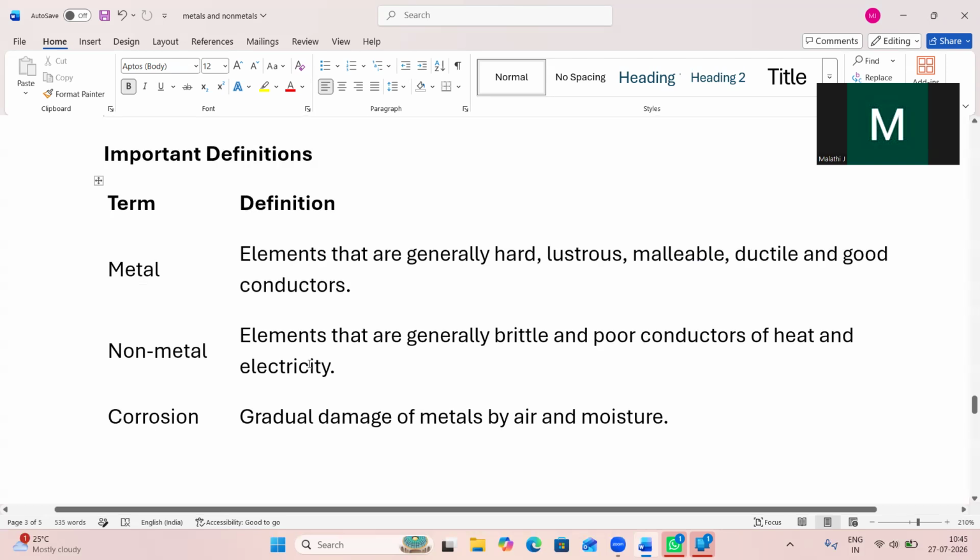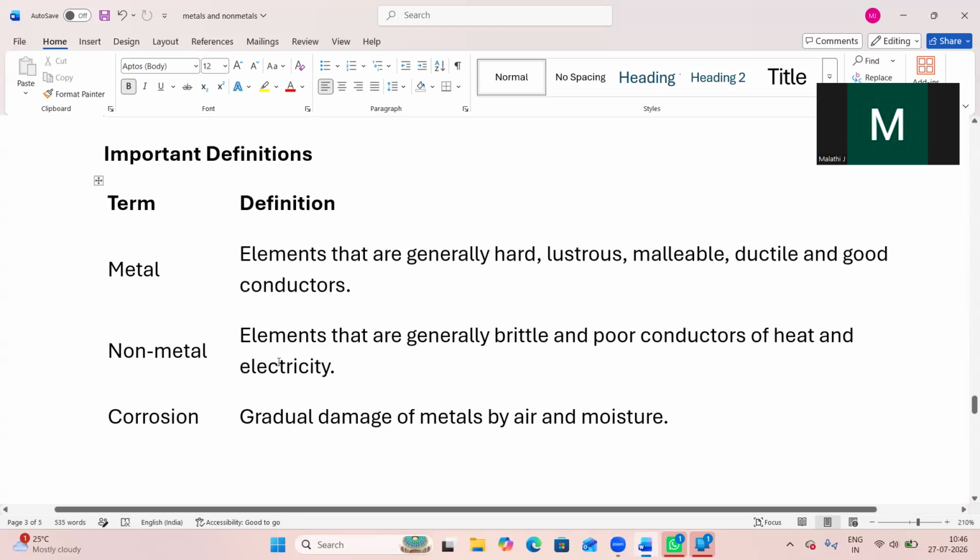Then, some important definitions you should know from metals and non-metals. What are metals? Metals are generally hard, lustrous, malleable, ductile and good conductors of heat and electricity. We already know they are generally hard except a few metals, lustrous except a few metals, malleable, which means drawn into thin sheets, and ductile, which means drawn into thin wires. They are also good conductors of heat and electricity.